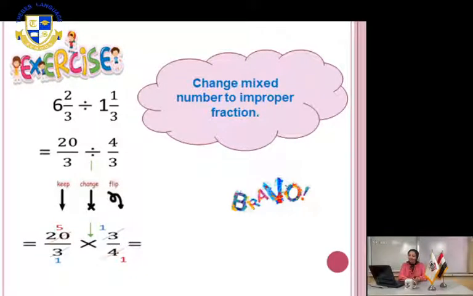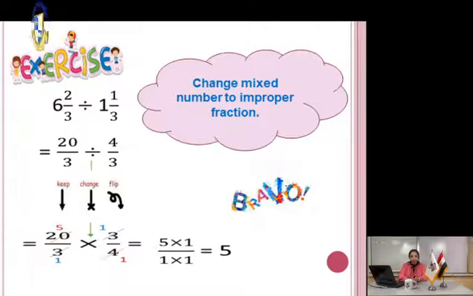Excellent. Then multiply the two fractions. 5 times 1 will be 5. 1 times 1 equals 1. 5 over 1 will be 5.